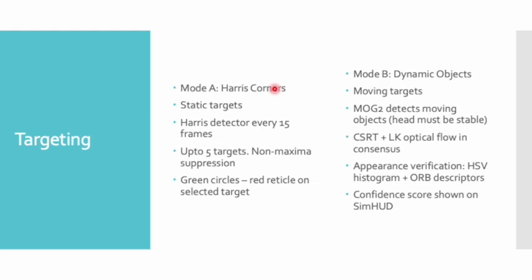Mode B, however, is for tracking moving objects. This is where things get interesting and fun, like a person walking across the frame or an aircraft flying across your field of view. When you press T, I switch to a dynamic tracker. The MOG2 background subtraction finds blobs that are moving. But here's the problem. If my head is moving, the MOG2 thinks everything in the scene is moving.